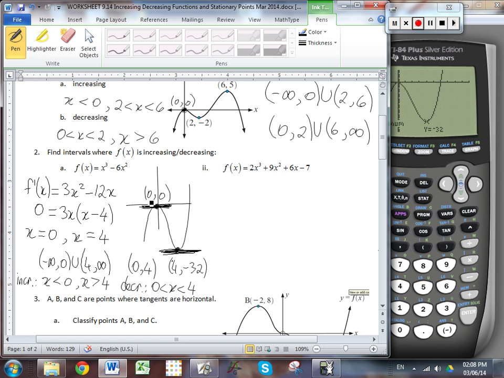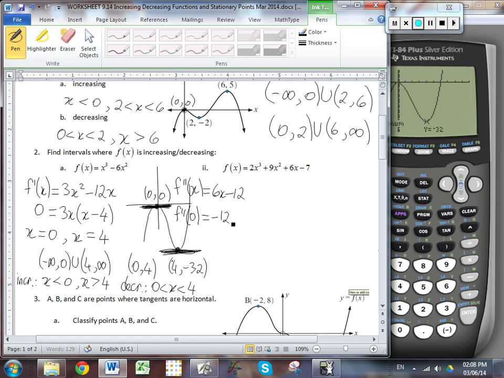In order to find out whether we have a minimum or a maximum at x equals 0, one technique might be to find the second derivative of the function. If you found the second derivative, we'd have 6x minus 12. So let's find out what the value of the second derivative is when x equals 0. Okay, the second derivative is going to be 6 times 0 minus 12, which will be negative 12, won't it?